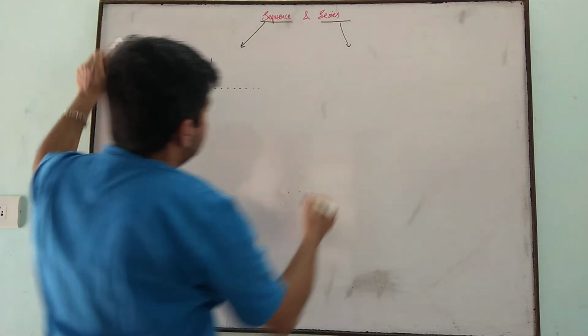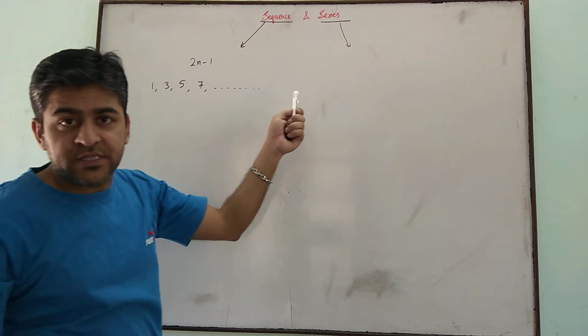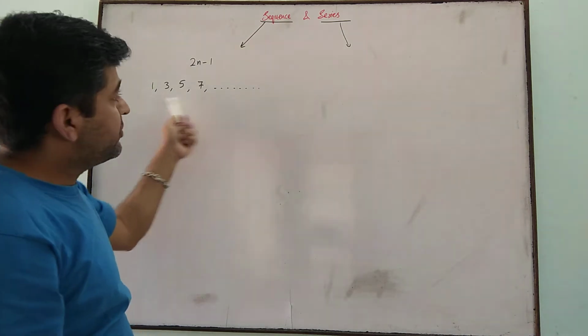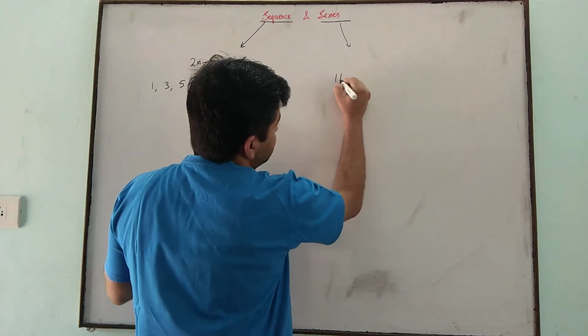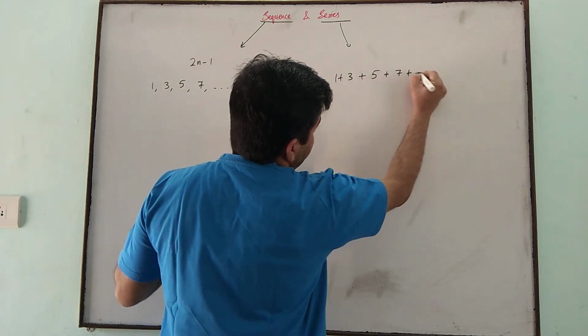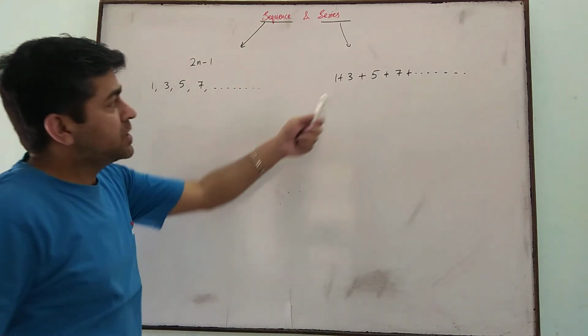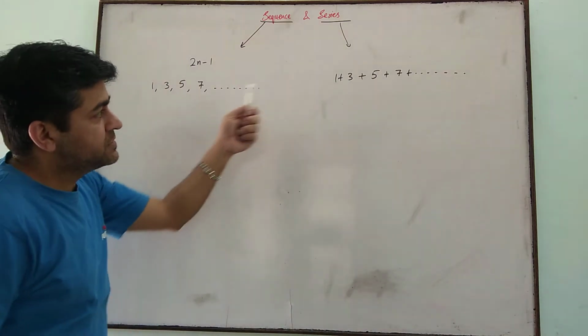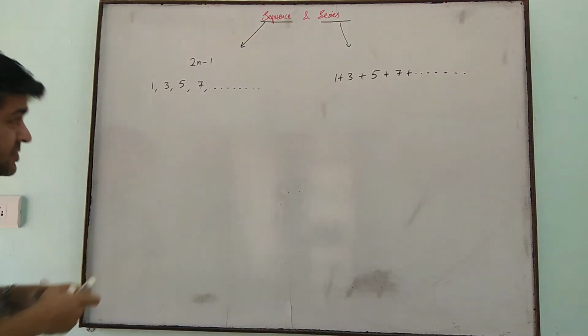A series is when these terms of the sequence are connected with a plus or minus sign. This is what a series is. This is the difference between sequence and series.